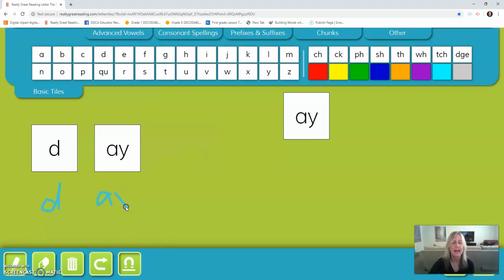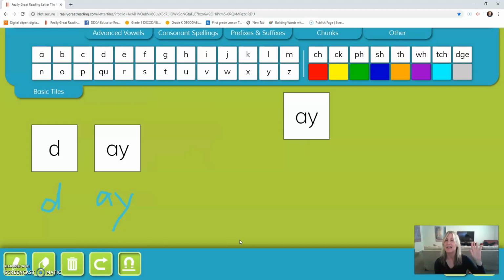D-A, day. You go ahead and do that on your paper, please. Just a reminder, you can write it more than 1 time for extra practice and say each sound as you write it. That's going to help your brain remember these patterns. When I put my hand up, that means we're ready for the next word. Here we go.